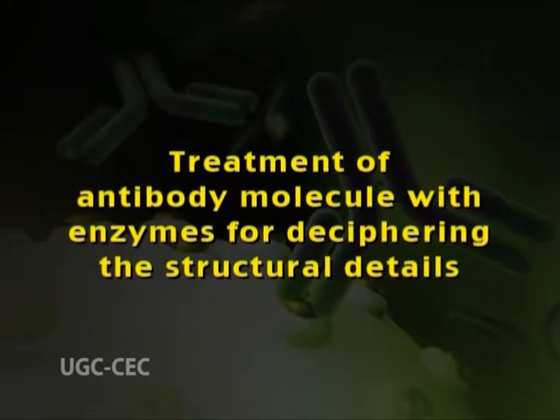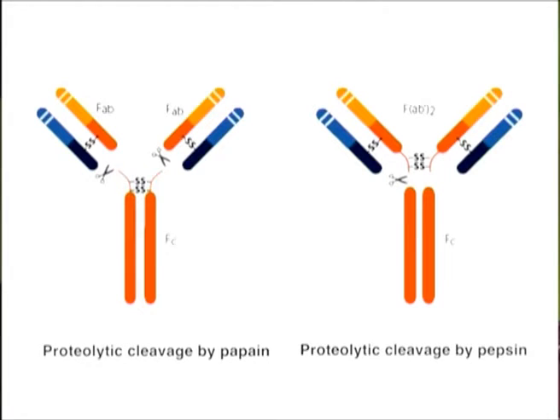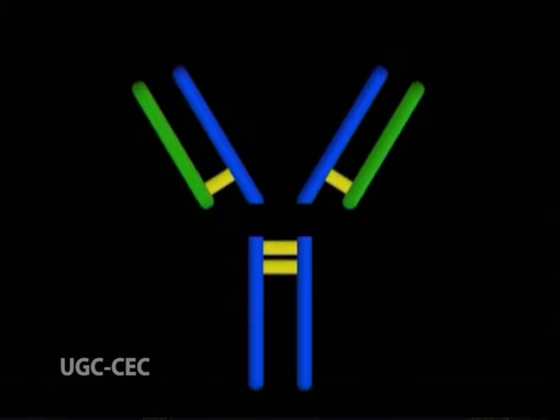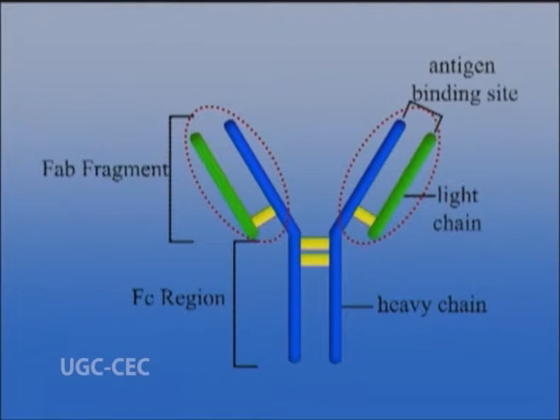Treatment of antibody molecule with enzyme for deciphering the structural details. To understand more details about the structure of antibody molecule, it was treated with papain. The immunoglobulin molecule was cleaved into 3 fragments. 2 of these were identical fragments of 45,000 Daltons, which retained the ability to bind corresponding antigen, thus named as FAB fragment, the fragment antigen binding.